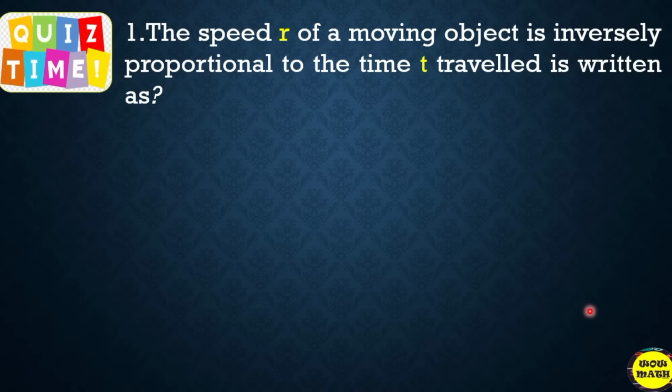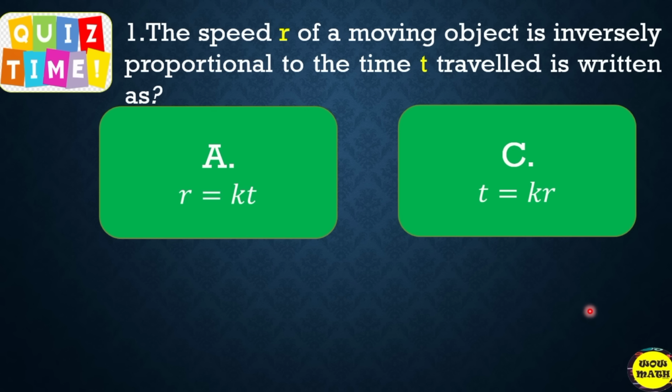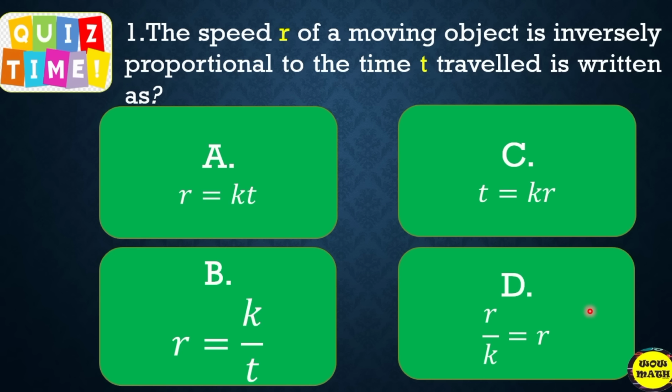For question number 1, the speed R of a moving object is inversely proportional to the time T traveled is written as A, R is equal to KT, or C, that is T is equal to KR, and letter B, R is equal to K over T, and letter D, R over K is equal to R. Okay, so the answer is letter B.